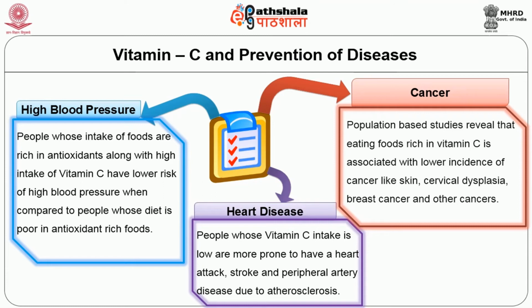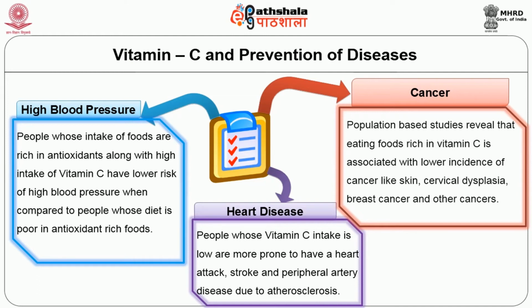People whose vitamin C intake is low are more prone to have a heart attack, stroke and peripheral artery disease due to atherosclerosis. Next, we will see how vitamin C controls high blood pressure. People whose intake of foods rich in antioxidants along with high intake of vitamin C have lower risk of high blood pressure when compared to people whose diet is poor in antioxidant rich foods.